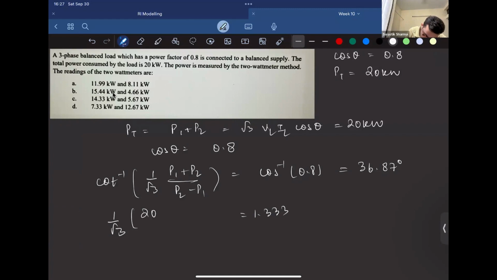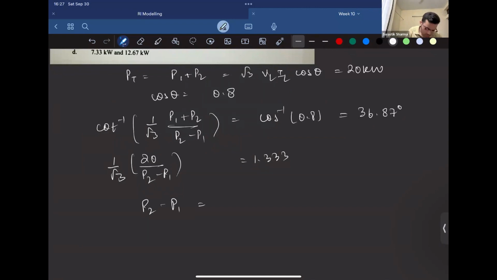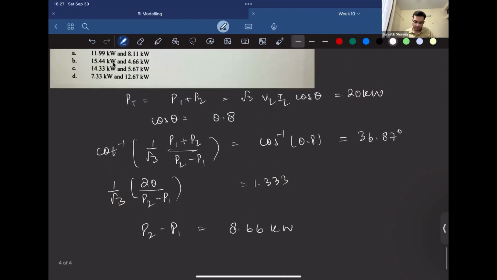P1 plus P2, we know, is 20, and P2 minus P1. So we get two equations, right? So P2 minus P1 is what? 20 upon 3. So it comes out to be 8.66 kilowatt.